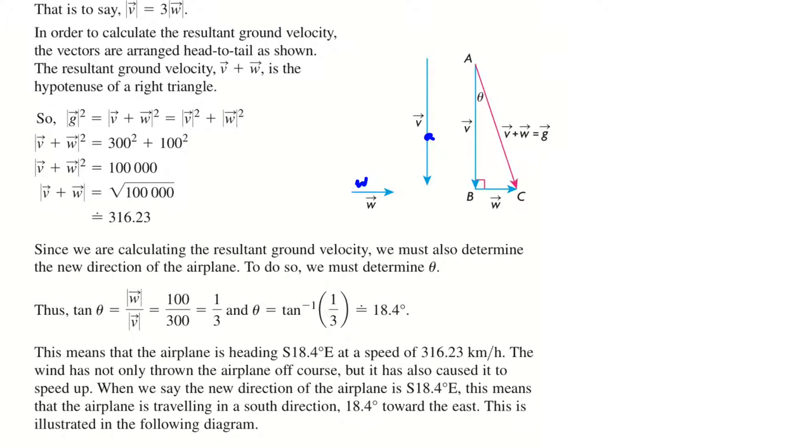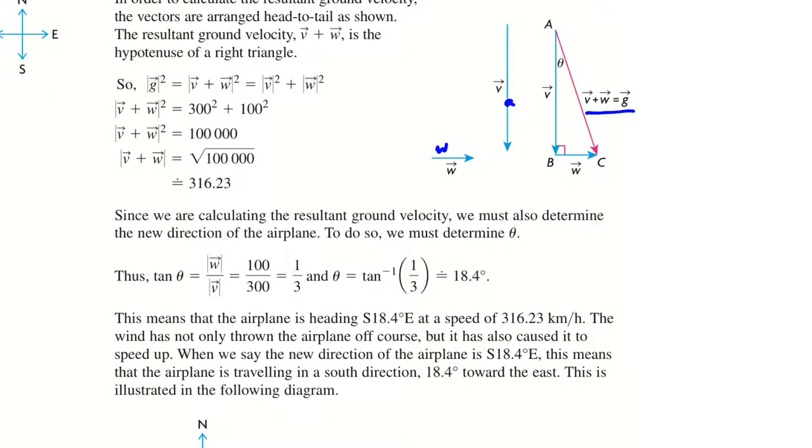The addition of two vectors V and W is vector AC, which is basically the ground speed. To find vector AC, we use the Pythagorean theorem in triangle ABC, and we find the size of AC, which is 316 kilometers per hour. To find the direction, we need angle theta. Tan of theta is 100 divided by 300, size of vector W divided by size of vector V. Therefore, theta is almost 18 degrees, 18.5 degrees.